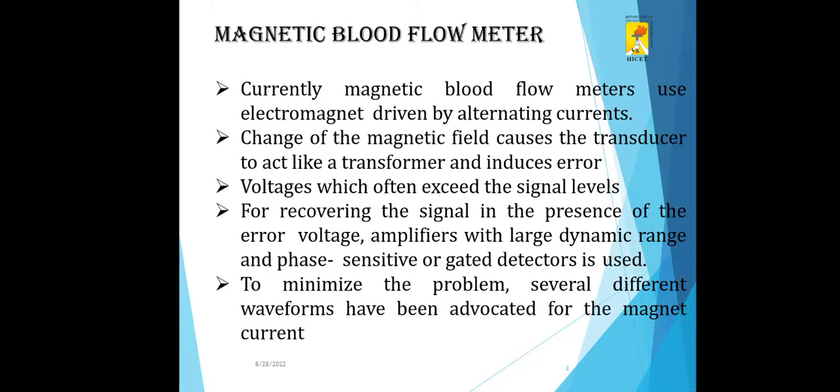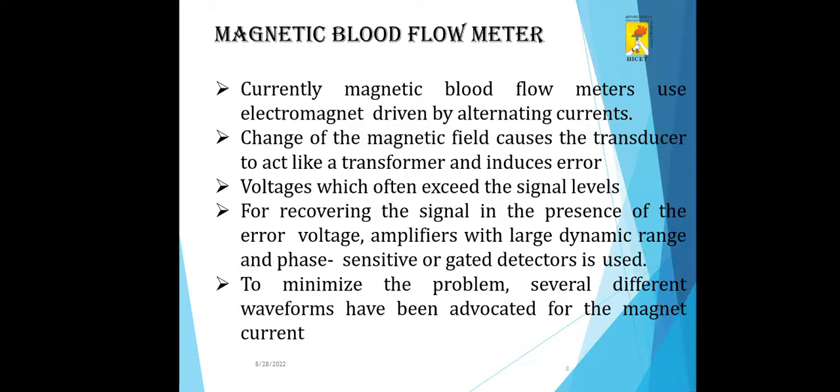Currently, magnetic blood flow meters use electromagnets driven by alternating currents. Change of the magnetic field causes the transducer to act like a transformer and induces error voltages which often exceed the signal levels. For recovering the signal in the presence of the error voltage, amplifiers with large dynamic range and phase sensitive or gated detectors are used.